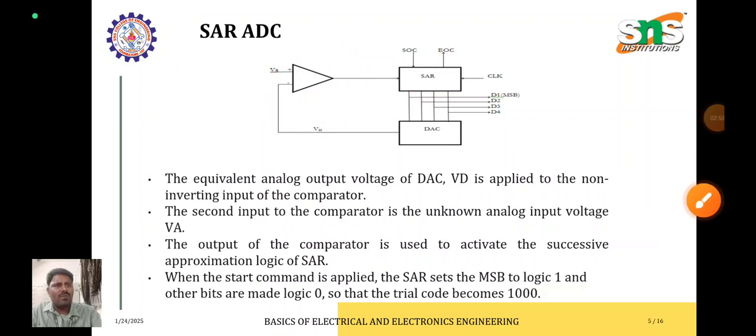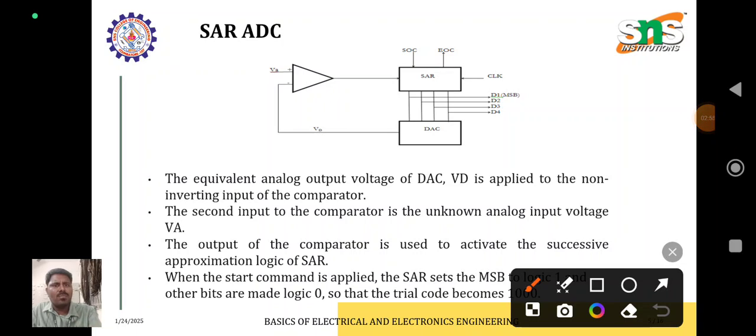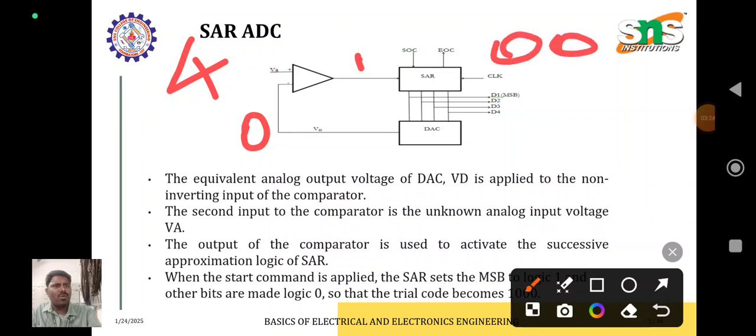For example, if you are choosing the analog input voltage as 4, the analog input voltage is 4, and initially the comparator input from the DAC is 0. The 4 and 0 will be compared. If both are equal, the output will be 0, but here both are not equal, so the output will be 1. That output is given to the SAR, and initially all 3 bits will be 0. Actually this is an 8-bit operation, but for understanding I have taken only a 3-bit operation. So everything will be 0.